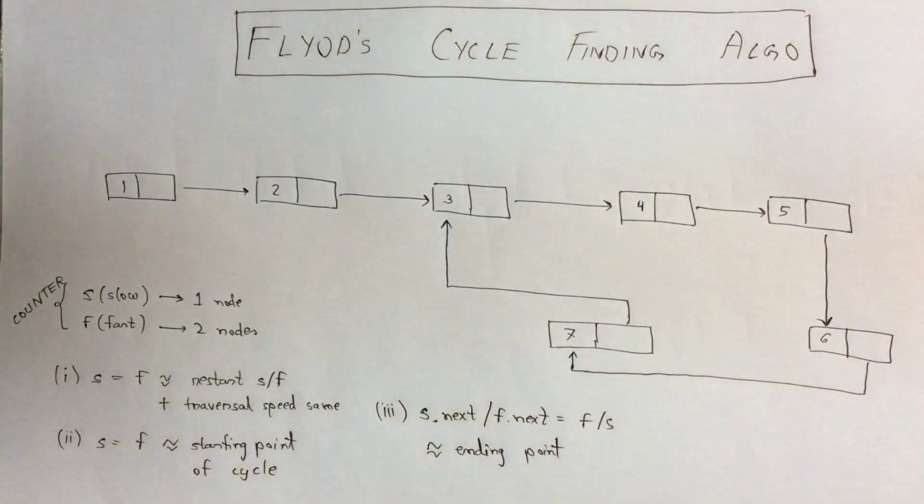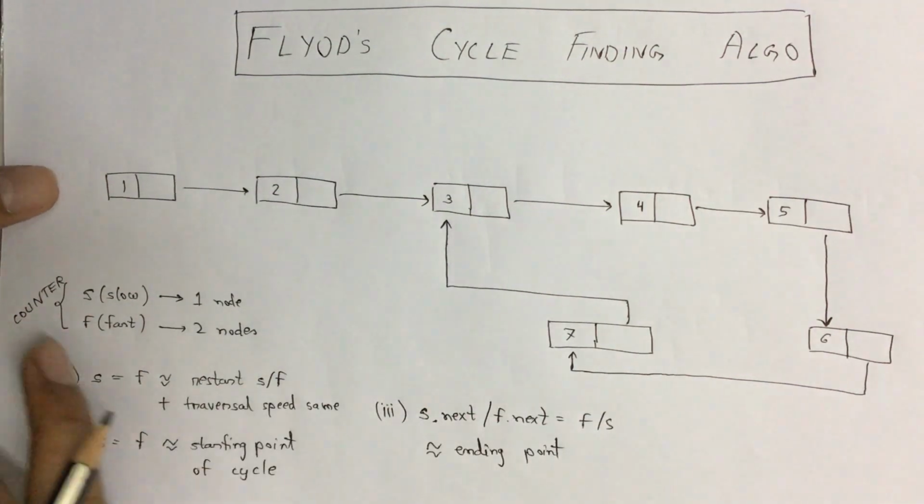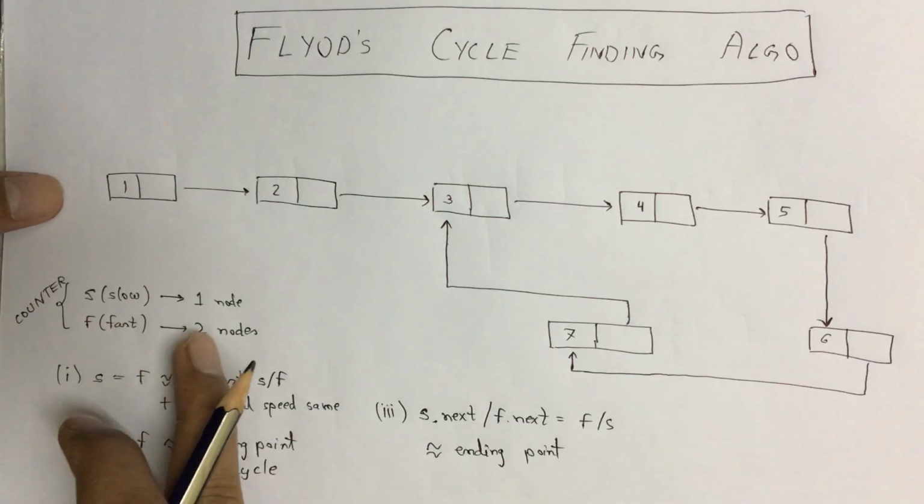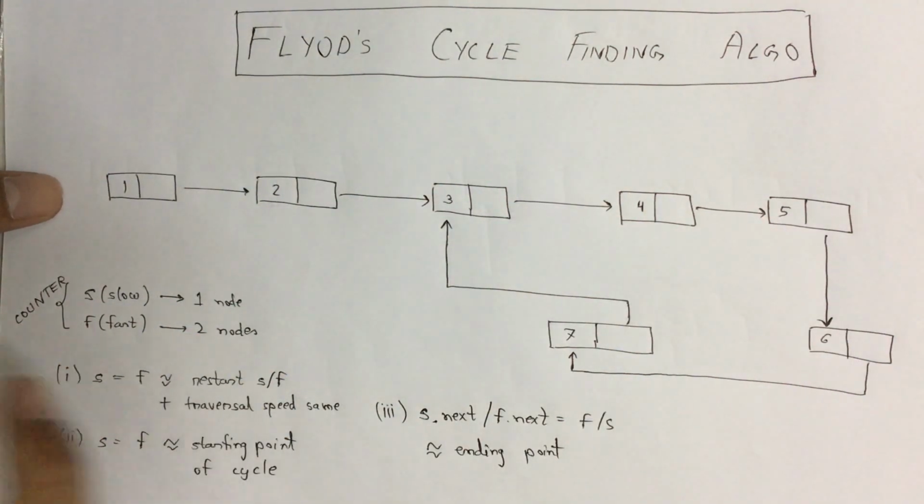So, Floyd's cycle finding algorithm. As the name suggests, it is used for finding cycles. It can also be used to eliminate a cycle in a linked list. So here's a simulation. You have two counters, a slow counter and a fast counter. The slow counter traverses one node at a time, whereas the fast counter traverses two nodes at a time.